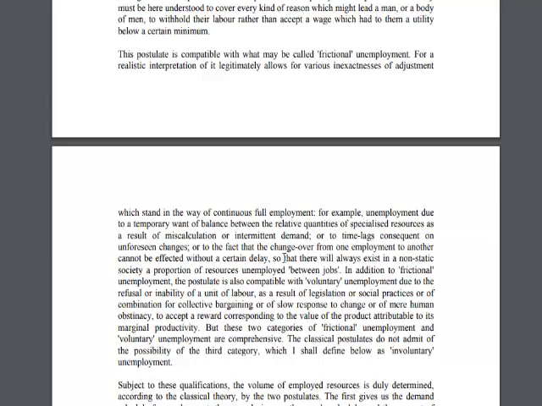Then there can be voluntary unemployment. A person wants to work, but he cannot find a job at the wage he is looking for because the market wage is lower. Okay, so he's unemployed, he's looking for a job, but he wants 1,000 rupees and the market is only offering 800 rupees. So he's voluntarily unemployed. He can say, I want a job, but he's not unemployed according to the supply and demand theory. And so this is the second type.